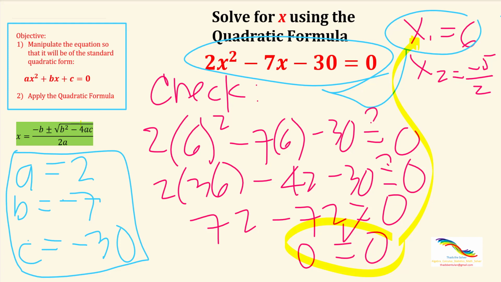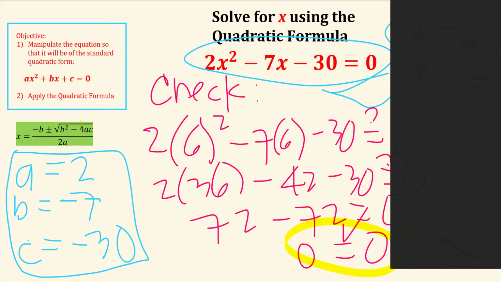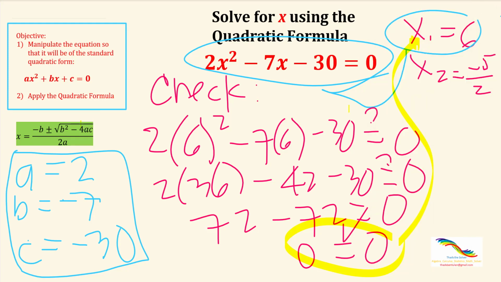We're not done yet with the checking because we need to look at the second solution, negative 5/2, whether it's a solution to the equation. When we say it's a solution to the equation, it makes the equation true by substituting this value into the original equation. Okay, let's proceed.